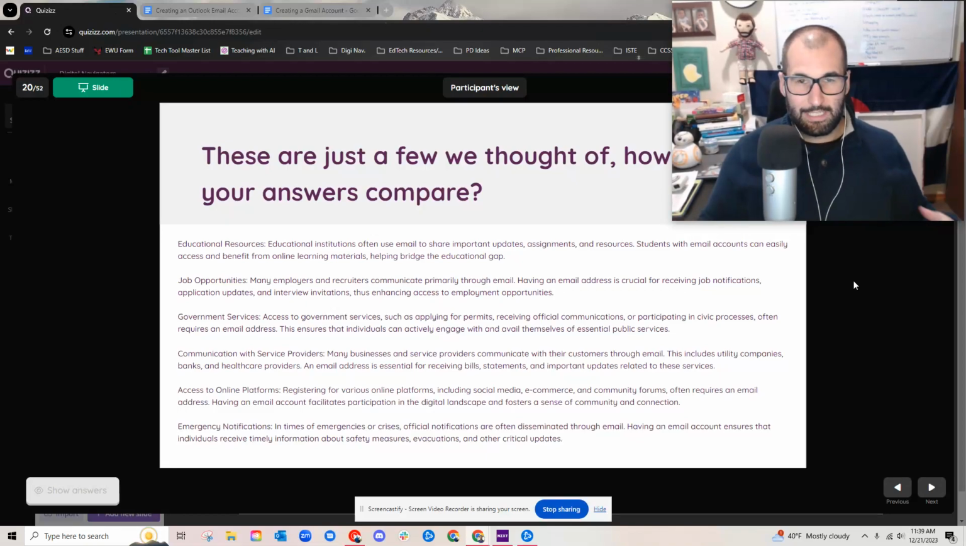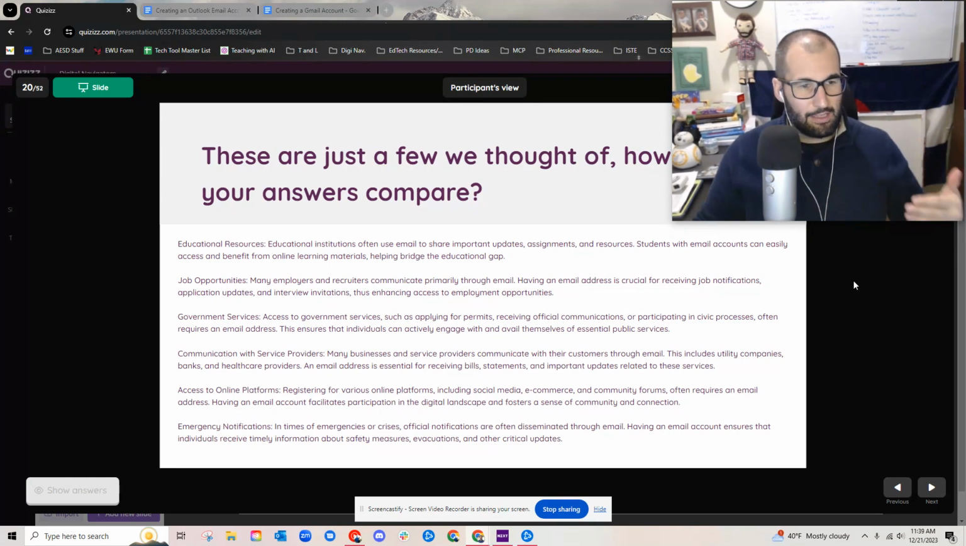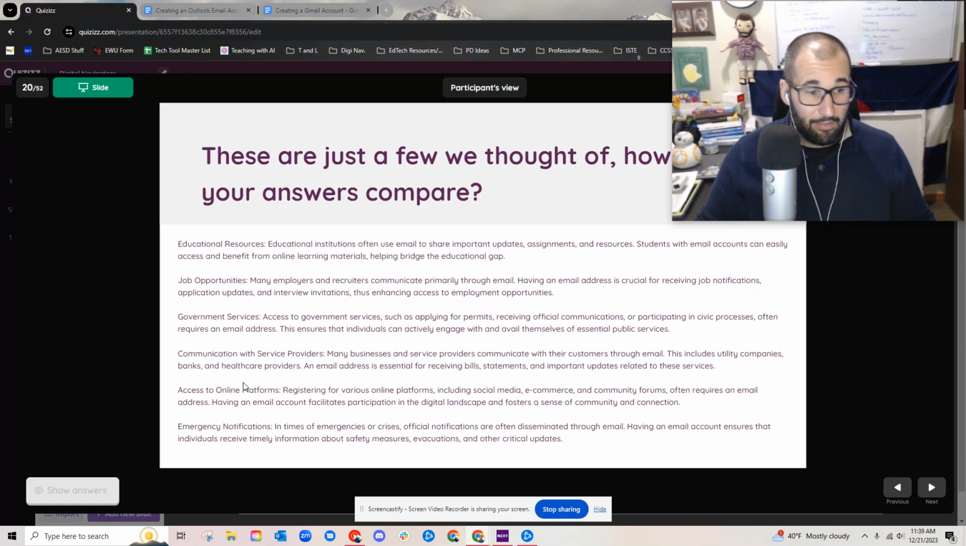I'm always interested to see what people say that we didn't think of about different uses for email. But just in case you skip this slide, I'm going to bring your attention back to it. These are just a few of the things that we thought of. I referenced them a little bit earlier, just about when and where email addresses could be used, why they might be important. So, online platforms, communication with service providers. So, like we're talking about utilities or telehealth.